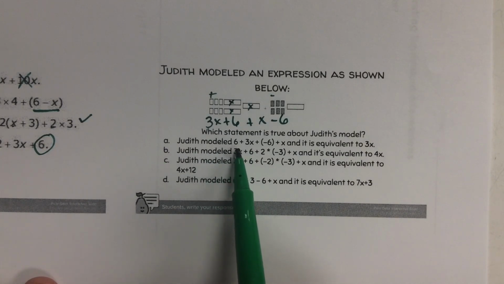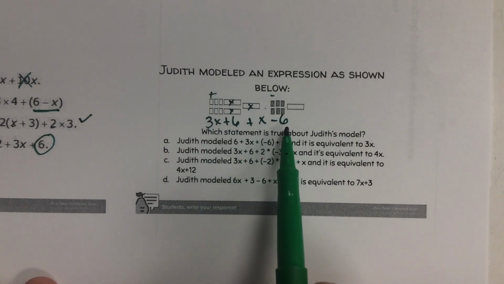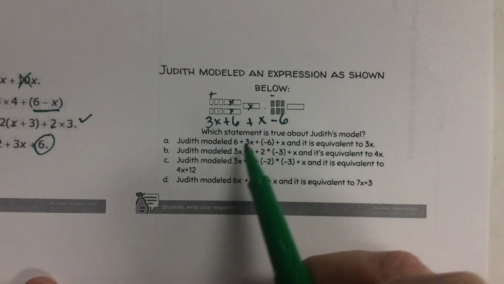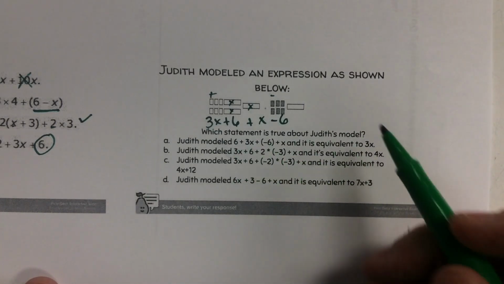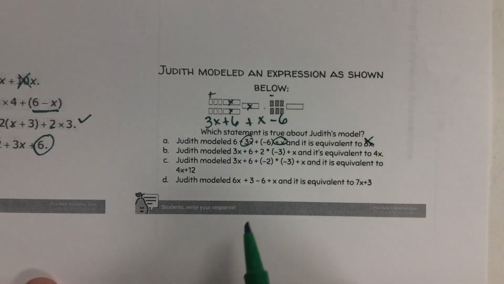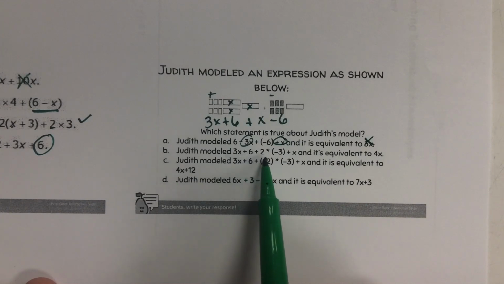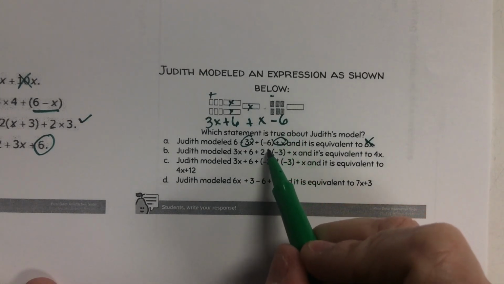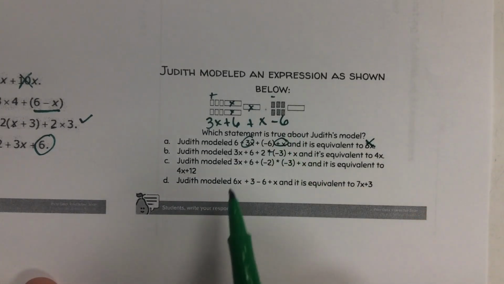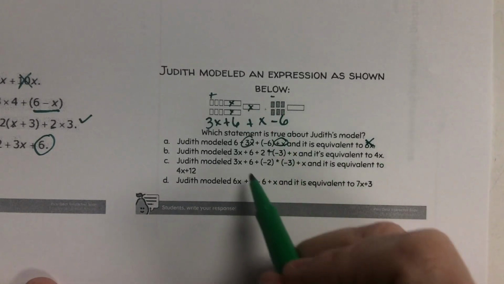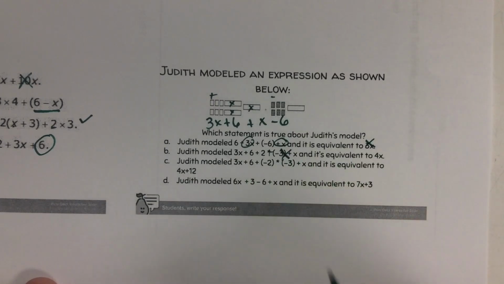She modeled 6 plus 3x plus negative 6 plus x, and it's equivalent to 3x. Well, it is not going to be equivalent to 3x because I would have an x plus a 3x. That would be equal to 4x. Okay, 3x plus 6 plus 2 times negative 3. Maybe it's plus negative 3. I don't know where a 2 would come from. There's nothing in here with a 2, so I'm not sure what that's about.